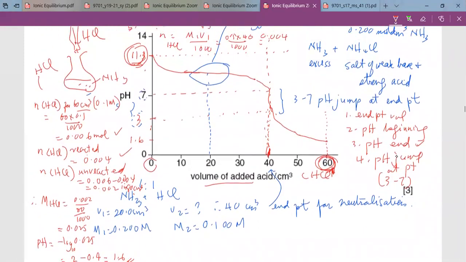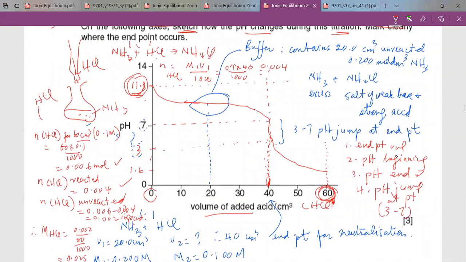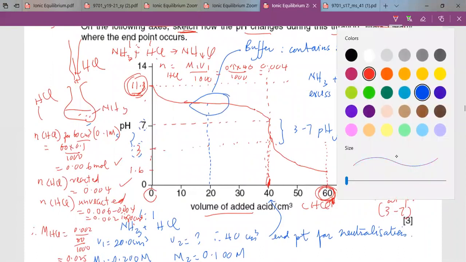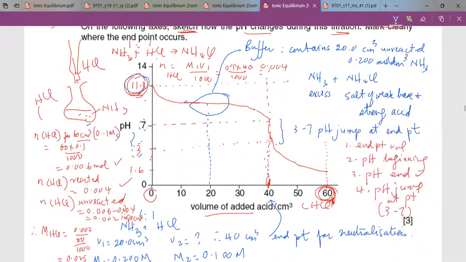Okay, so I got the pH in the beginning, right? I got the pH here. But this question, later they'll ask you. And I got the pH jump here, and I got the end point is 40. So I sketch. Remember, here is a flattened out one. Must always remember what a buffer solution is. Then the jump here, 7 to 3 now. Why 7 to 3 and then go down here? So this is the graph here.